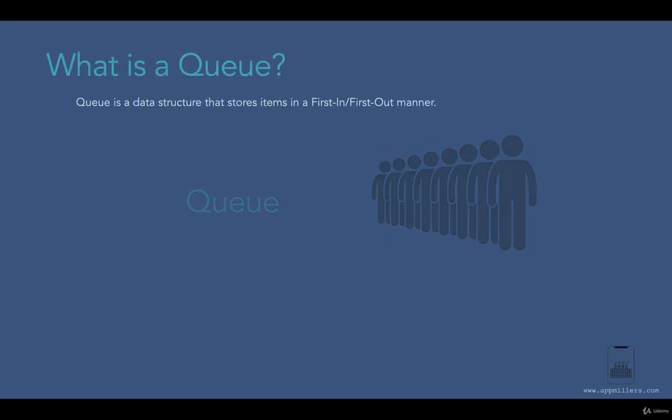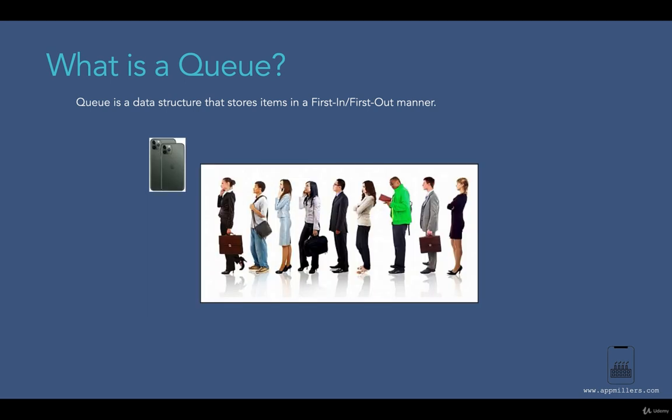So let's get started. Now, by definition, a queue is a data structure that stores items in a first in, first out manner. So what does it mean? To understand this definition very clearly, let's look at a real life example. As you would have guessed, the queue is the same as the real life queue that we see in our daily lives. So here we have a bunch of people who formed a queue to buy a new Apple iPhone from the App Store. The queue data structure is also very similar to the queue that we see over here.